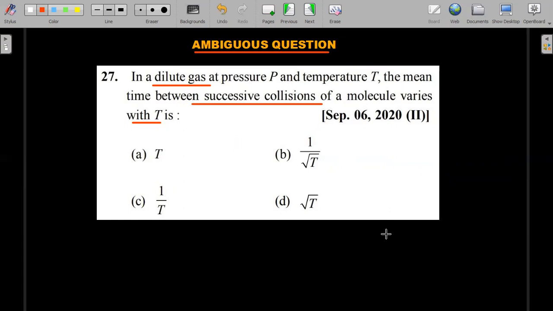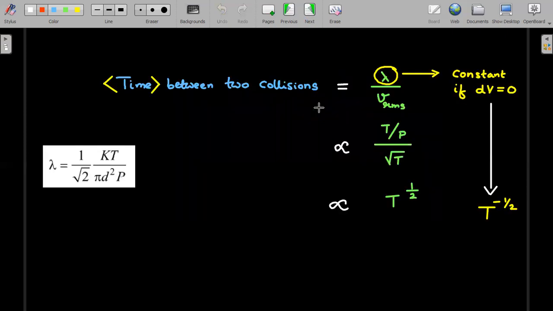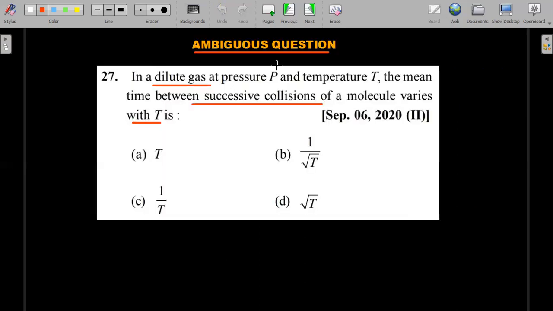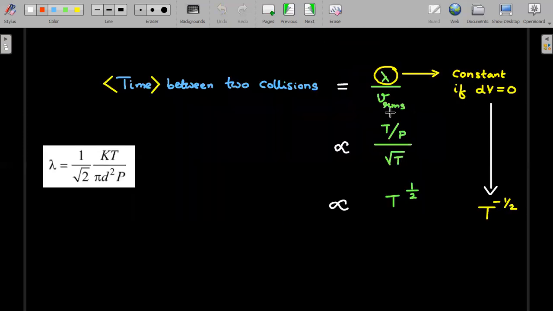Here in this question, he has never mentioned which process the gas is taking under, right? He mentions the pressure, mentions the temperature, and then says, how does it vary with temperature? So if I go by the language, the average time between collisions is lambda by VRMS. At constant volume, I've already seen that the number per unit volume doesn't change, and therefore the lambda remains constant.